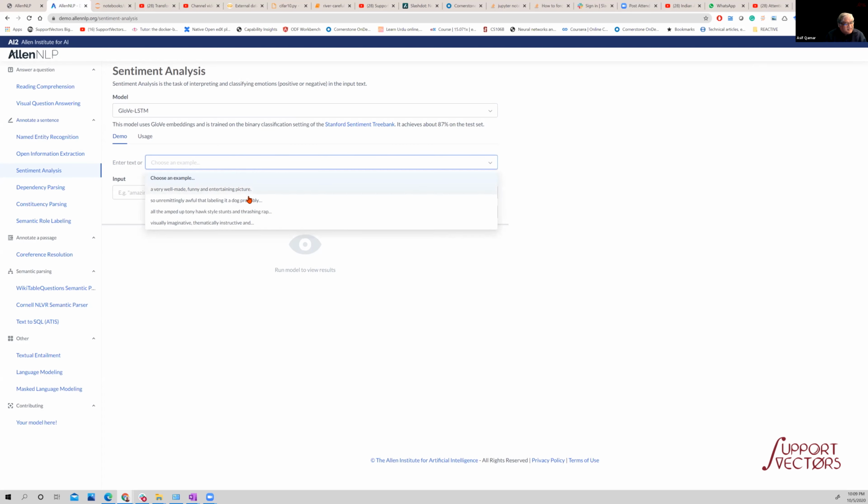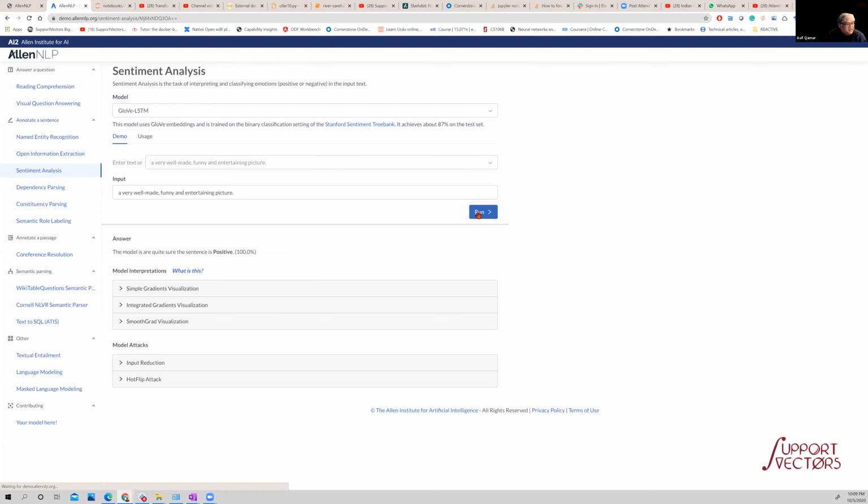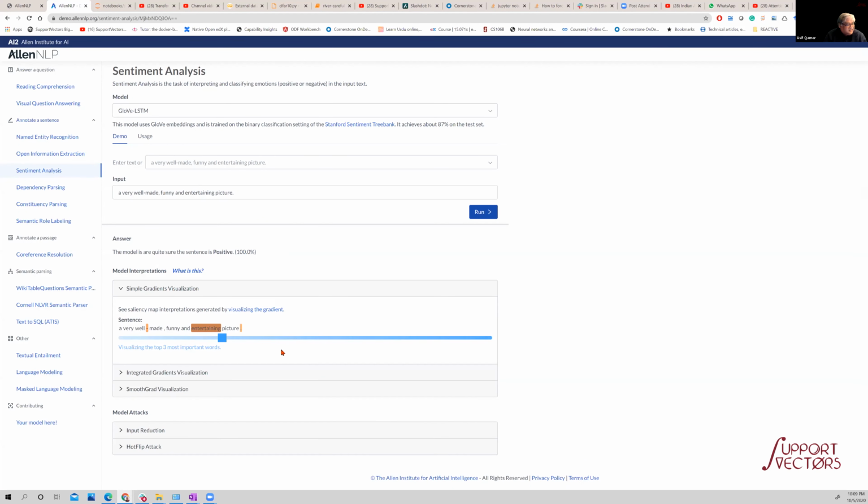It is loved because where it works, it works very well. Where it doesn't work, like for example, it doesn't quite understand sarcasm. A lot of effort is going into creating the ability to be sensitive to sarcasm and irony in sentences. But that is the frontier. Right? And you can ask it to interpret the model and see what it is doing. A very well-made, entertaining picture. So it comes out with a positive sentiment because it finds the word entertaining there.